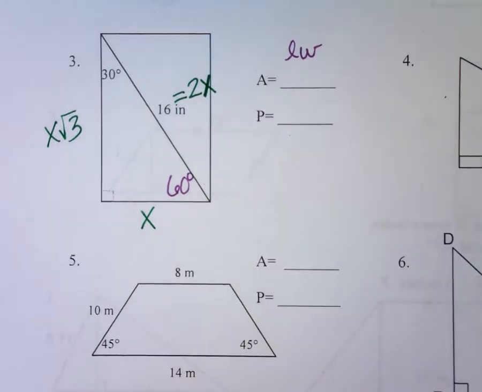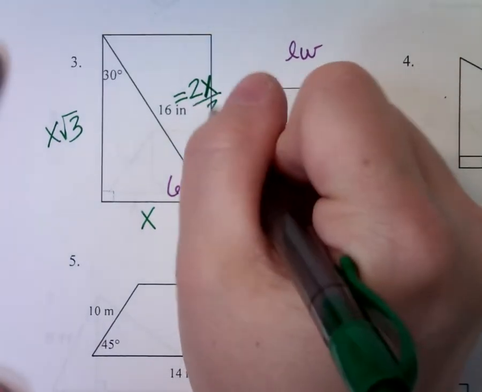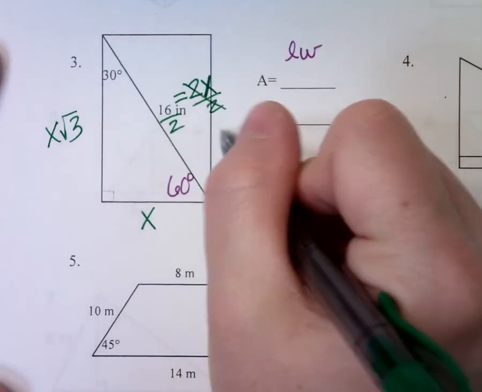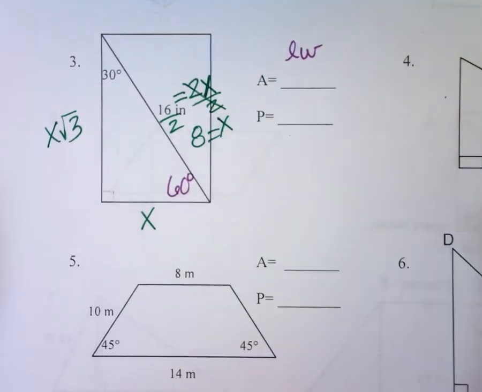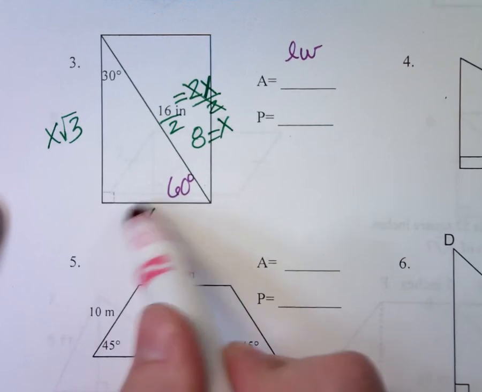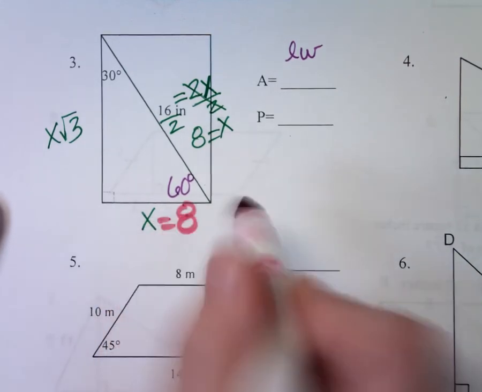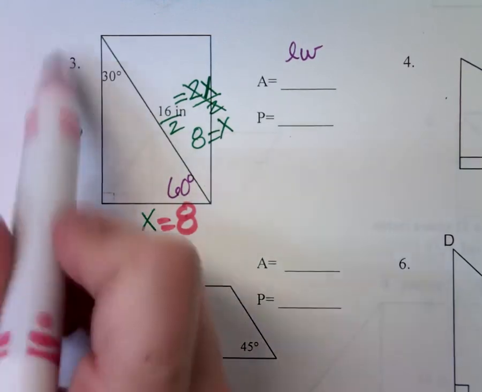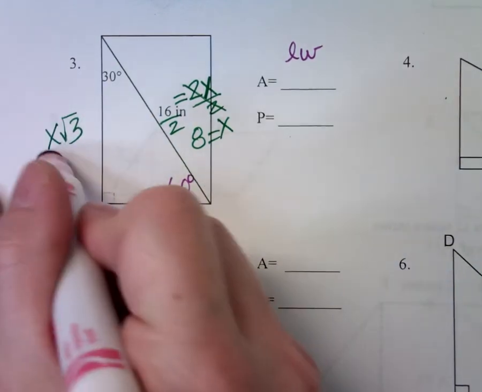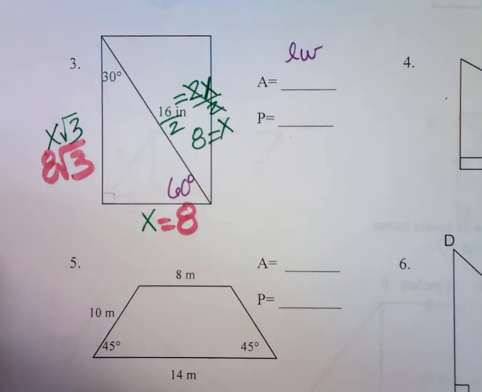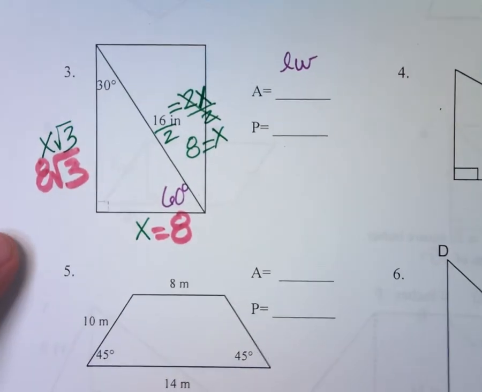How do I get x by itself? Well, you divide it by 2. I divide both sides by 2, which means x is what? 8. Okay, once I know little x is 8, what is this x down here? 8. And what is this side over here? 8 square root of 3. Okay, let's just keep this in radical form for right now.